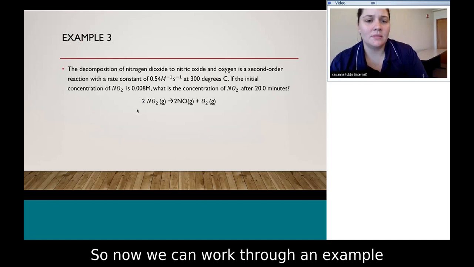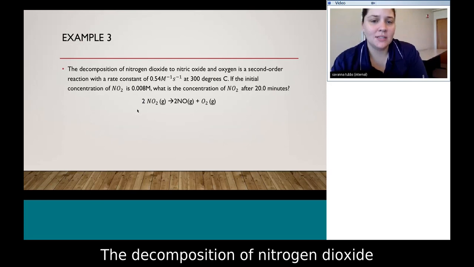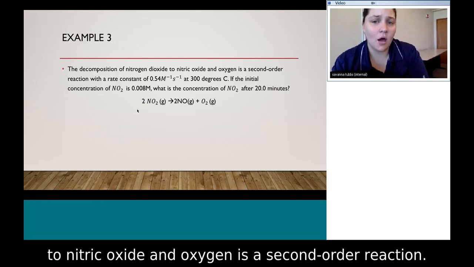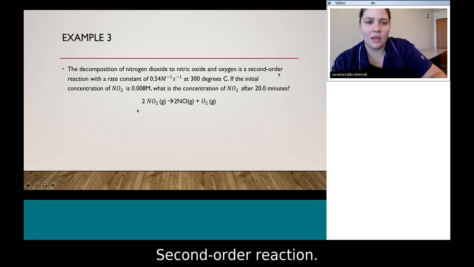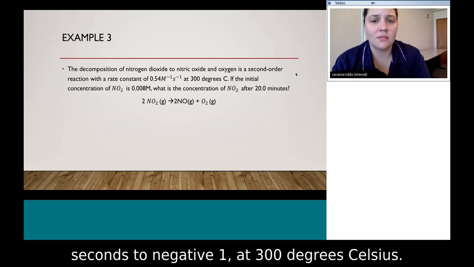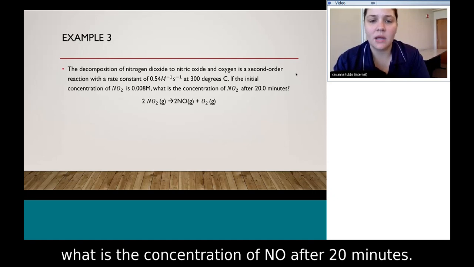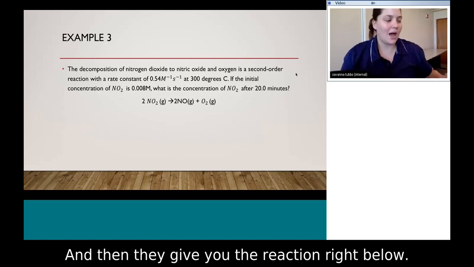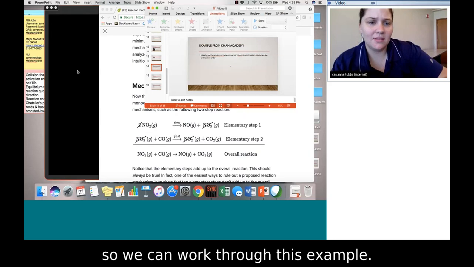So now we can work through an example where we actually start to use our integrated rate law equations. The decomposition of nitrogen dioxide to nitric oxide and oxygen is a second order reaction. So that is a hint on which equation to use, second order reaction, with a rate constant of 0.54 molar to the negative 1 seconds to the negative 1 at 300 degrees Celsius. If the initial concentration of NO2 is 0.008 molar, what is the concentration of NO after 20 minutes? And then they give you the reaction right below. So we're going to go ahead and switch to our boogie board so we can work through this example.